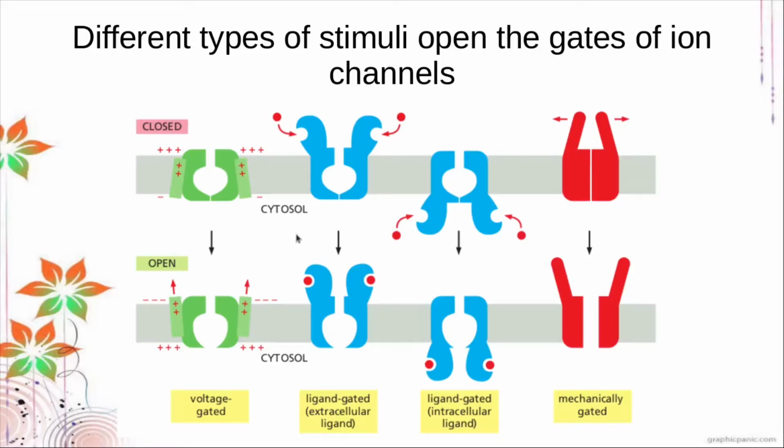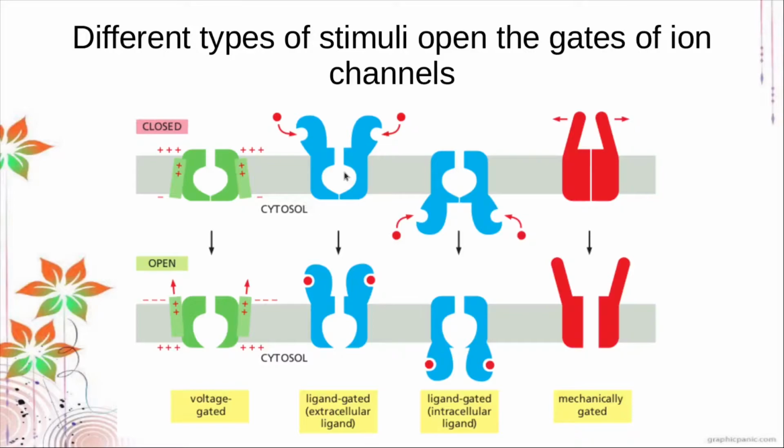So we have three known stimuli. You have the voltage-gated channels, ligand-gated channels, whether it's an extracellular ligand or an intracellular ligand, and mechanically gated channels. For the voltage-gated channel, what triggers the opening or closing of the channel is the change in the membrane potential. So it senses the difference in the membrane potential. For example, if there is a greater positive on the outside than the inside, it's closed, but when it reverses, the channel opens.